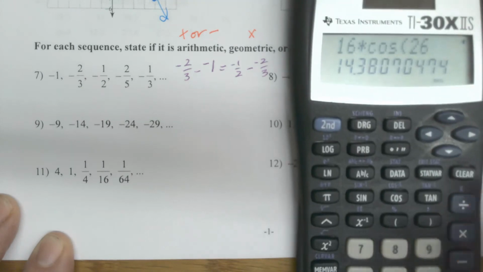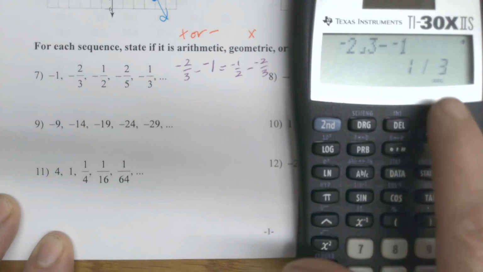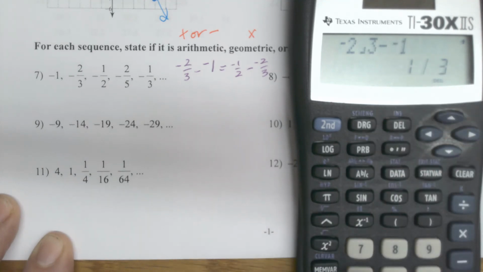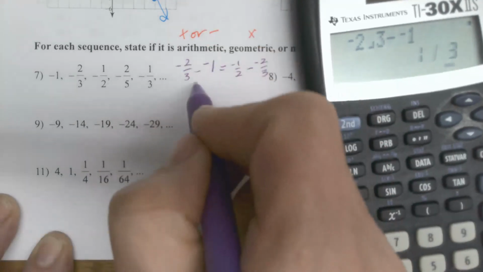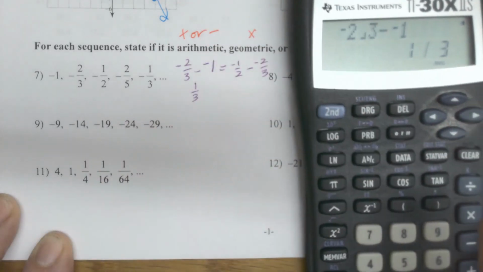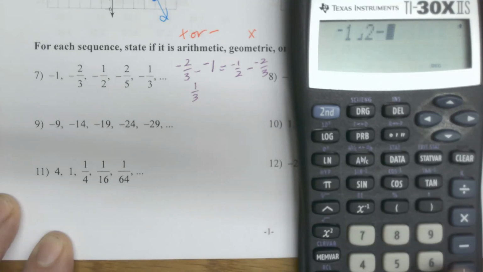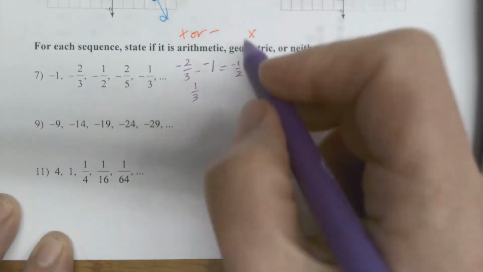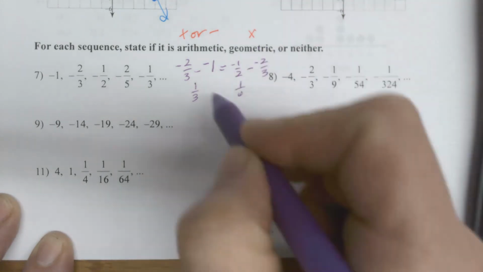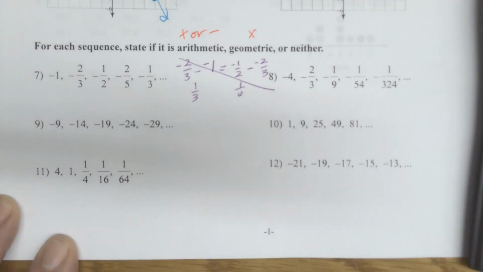It is negative 2/3 minus negative 1. I get that answer, that's 1/3. So I'm going to write that down. And then I do negative 1/2 minus negative 2/3. I get my answer, 1/6. Do those match? No. So then it's not arithmetic, and I can cross arithmetic off the list.